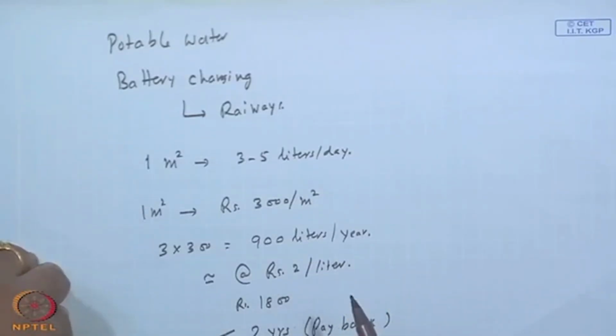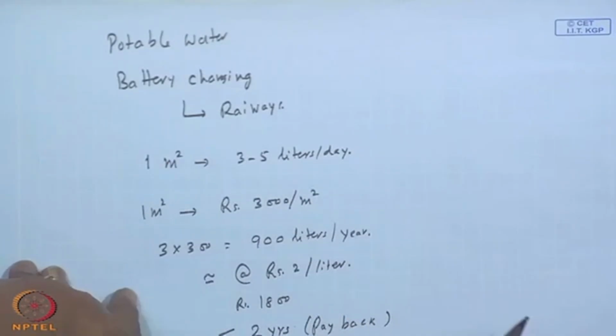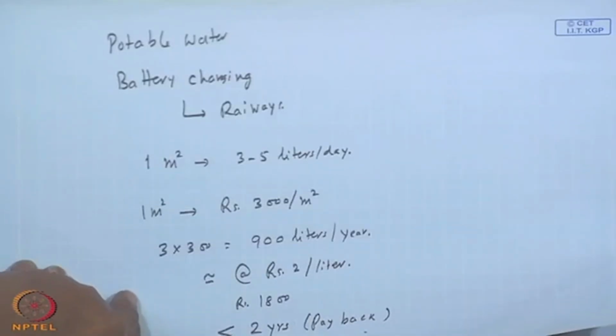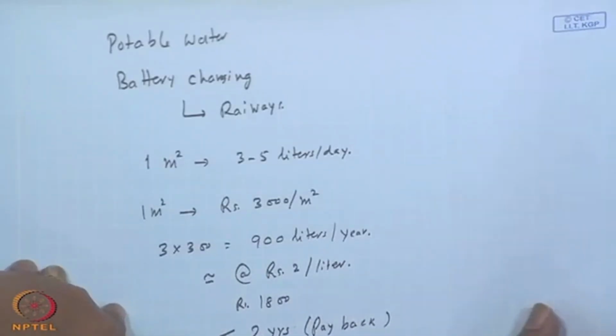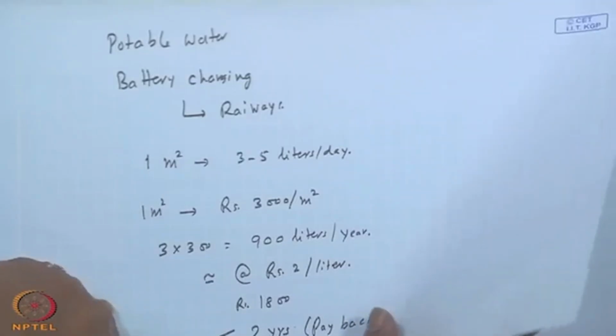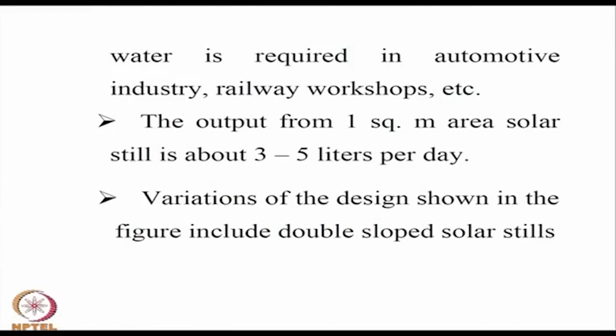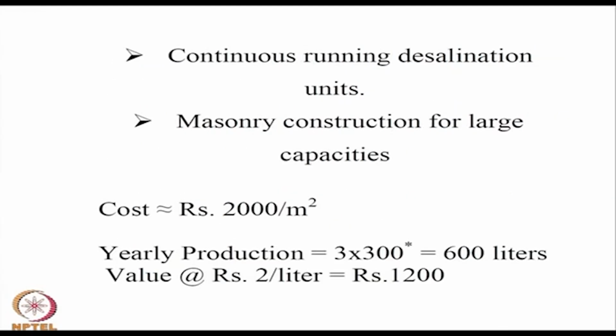This may be a bulk rate for the liter, but if you buy for your battery charging, the last I remember is at least 6 rupees per liter I paid, that may be about 10 years back. So, if you compare with the commercial requirement of distilled water, solar desalination units compare very favorably from the economics point of view also. So, one can think of variations.